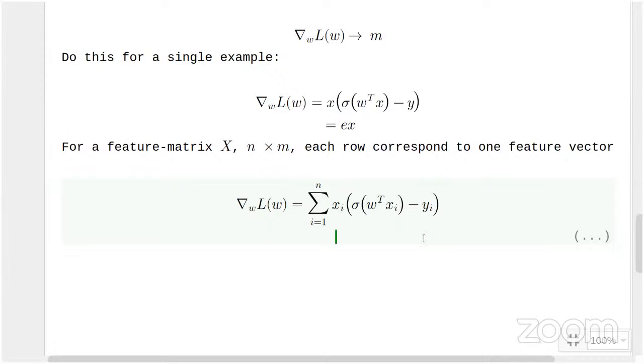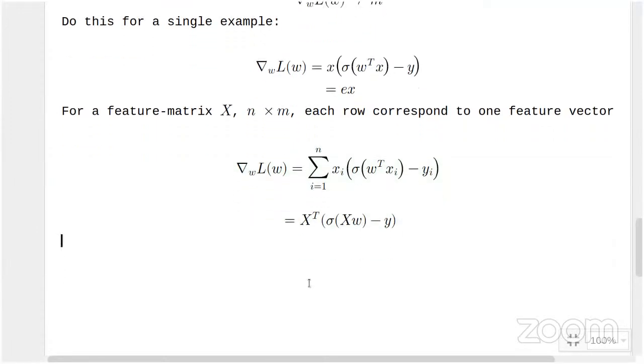So can we express it in a vectorized form like X transpose E? Yeah, that's what I'm coming to. The rows of the data matrix X are the vectors, so I just call this X transpose sigma of Xw minus y. This is the expression for the gradient in vectorized form.